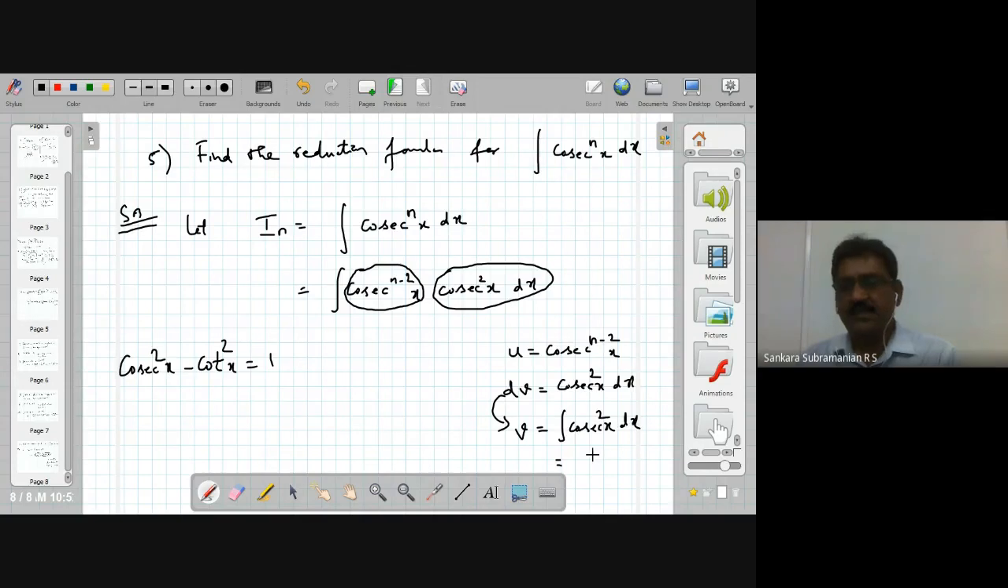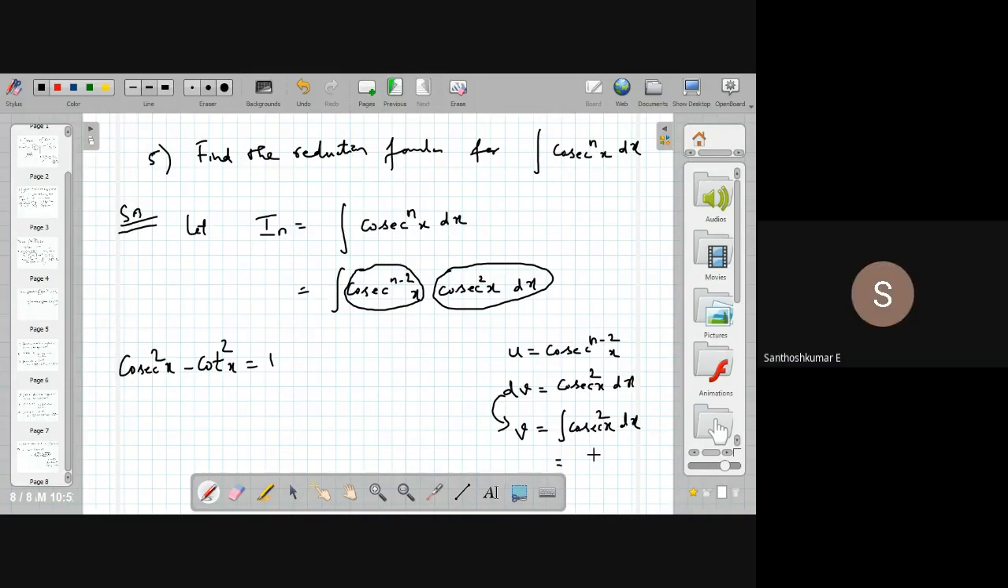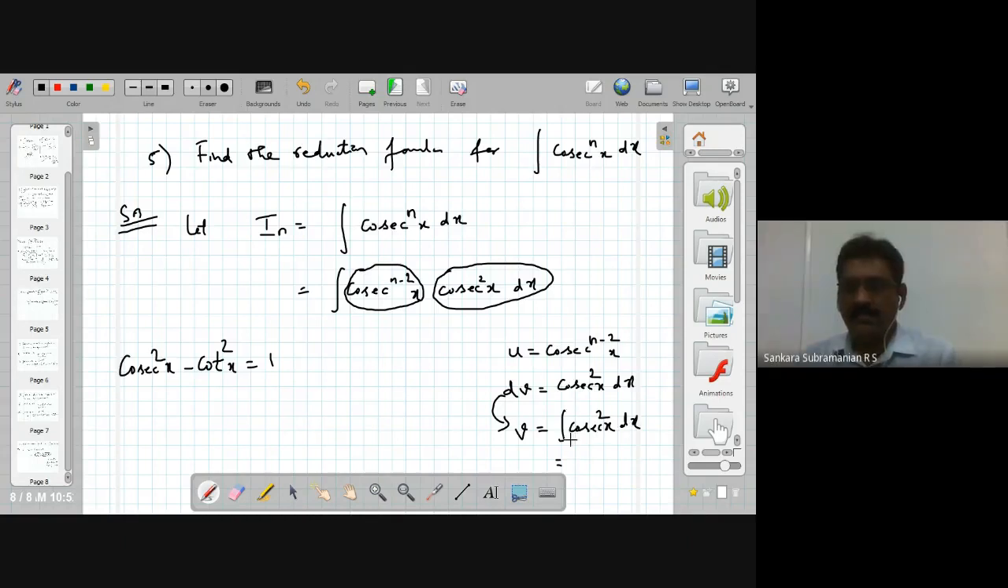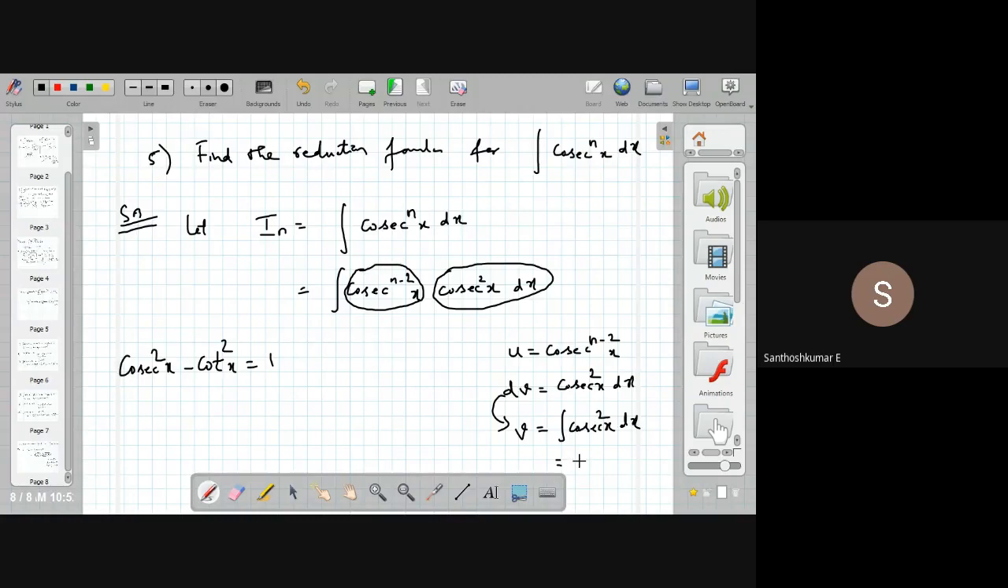காட் எக்ஸை டிஃபரன்ஷியேட் பண்ணா என்னப்பா? காட் எக்ஸை டிஃபரன்ஷியேட் பண்ணா மைனஸ் கொசிகன் ஸ்கொயர் எக்ஸ் சார். அப்போ இன்டகிரேஷன் ஆஃப் மைனஸ் கொசிகன் ஸ்கொயர் எக்ஸ் தானே காட் எக்ஸ் வரணும். இந்த இடத்துல இன்டகிரேஷன் ஆஃப் கொசிகன் ஸ்கொயர் எக்ஸ்னா அப்ப இங்க என்ன வரணும்? பிளஸ்ல வரணும்.